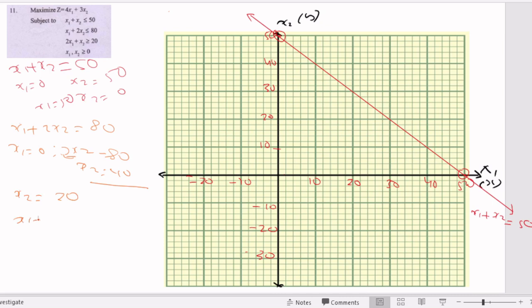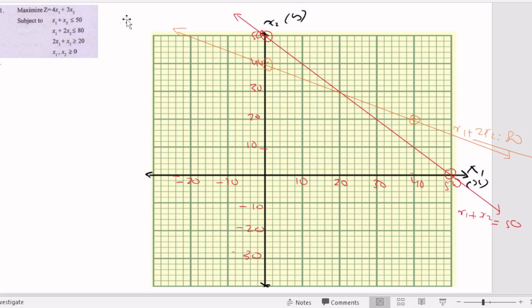So x1 plus 2 into 20 is equal to 80. So x1 will be 80 minus 40, x1 is 40. Okay, so we have 0 comma 40, this point on the line. And when I say 40 comma 20, that is 40 on the x-axis, 20 on the y-axis. This is the point. Let's join this line. Okay, we found the second line and drawn it also.